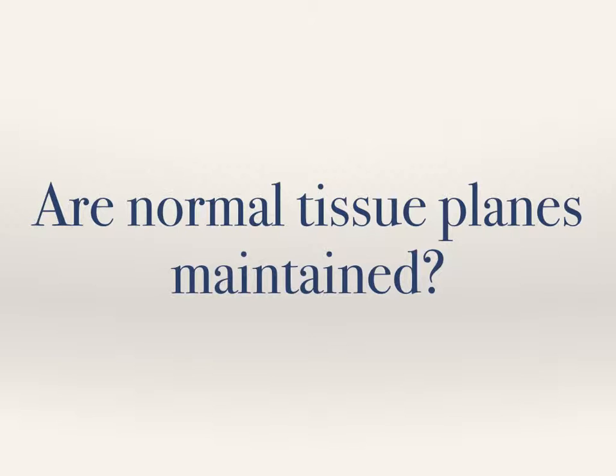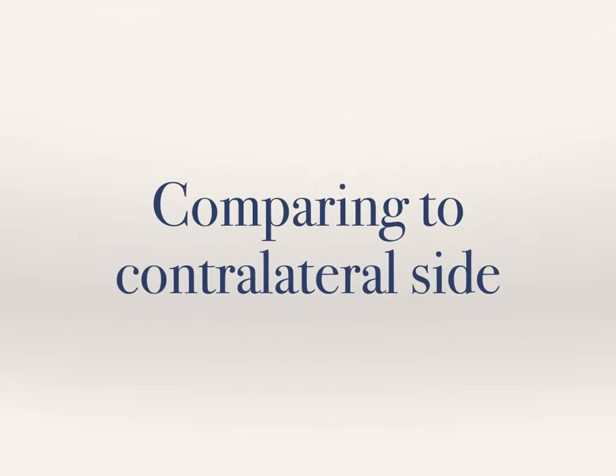Now, our first question was, are normal tissue planes maintained? This one is fairly straightforward in that we are just asking ourselves if it looks like normal tissue. Can we see all those layers that we just talked about? The other component to this is determining if it's the same thickness as normal tissue would be. Now, that might sound like a pain to assess, but unless the area of interest is midline, there will always be a contralateral side to compare to. So, we can more easily answer this question by comparing to the contralateral side.